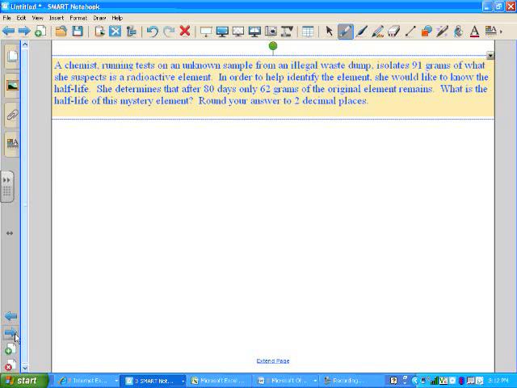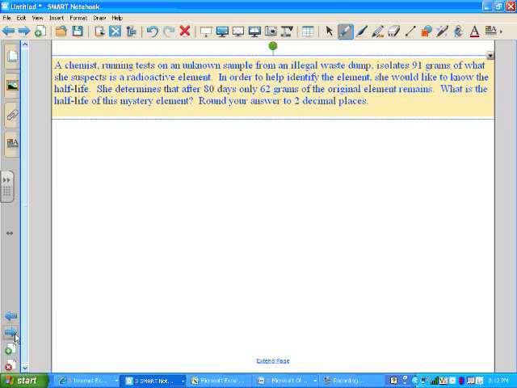All right, now this is probably by far one of the toughest ones to do. This is going to take a lot of work here to show you, so just be in for the long haul here. It says a chemist running a test on an unknown sample from an illegal waste dump isolates 91 grams of what she suspects to be a radioactive element. In order to help identify the element, she would like to know the half-life.